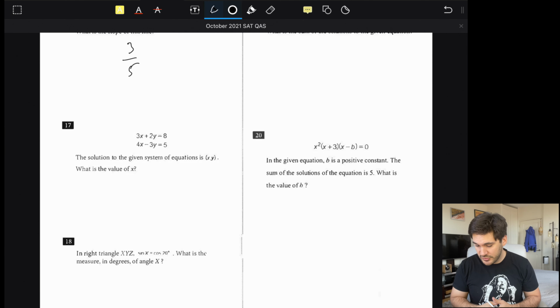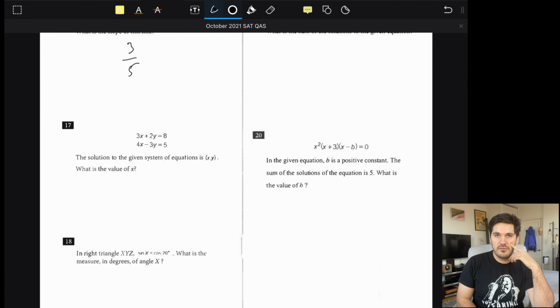Number 17, the solution to a given system of equations is x, y. What is the value of x? So in order to get the value of x, we have to eliminate y. You can do this in two ways. You can solve one equation for y and then plug that into the second equation, or you can use elimination. I tend to prefer elimination just because I think it's easier.